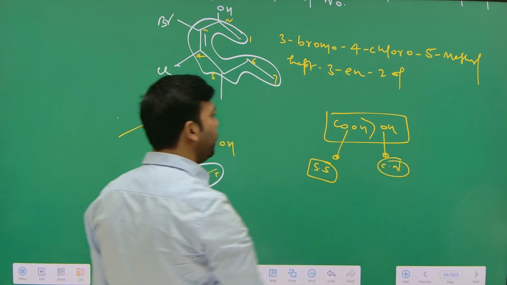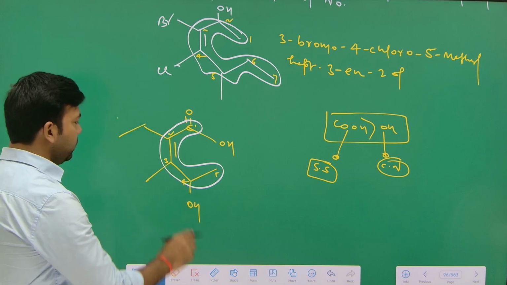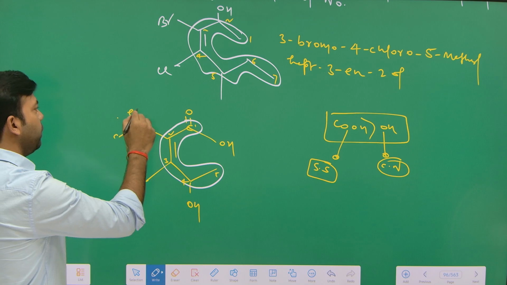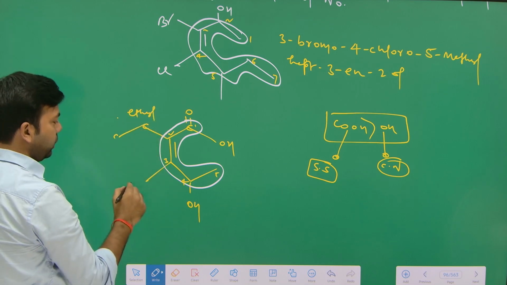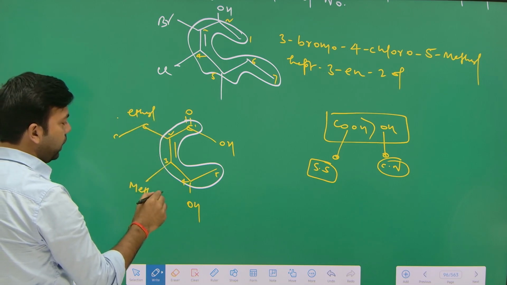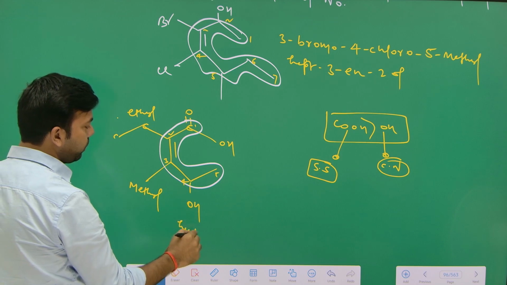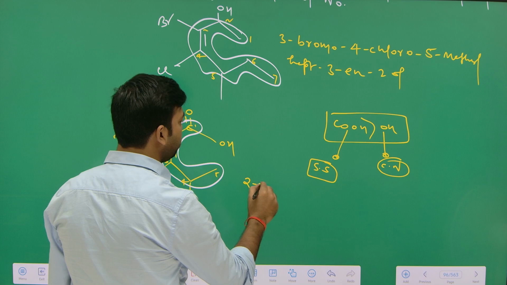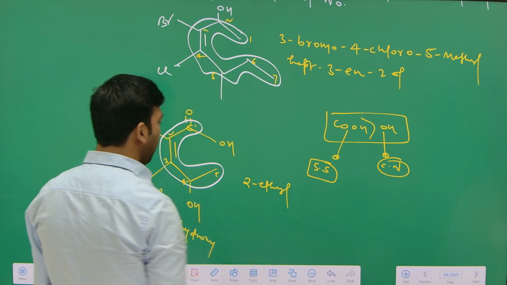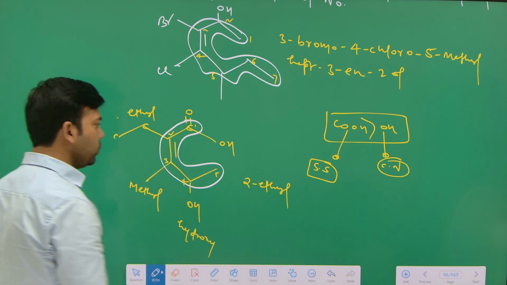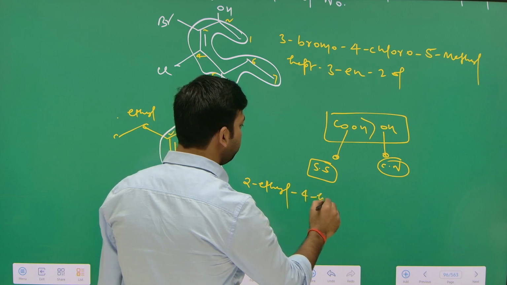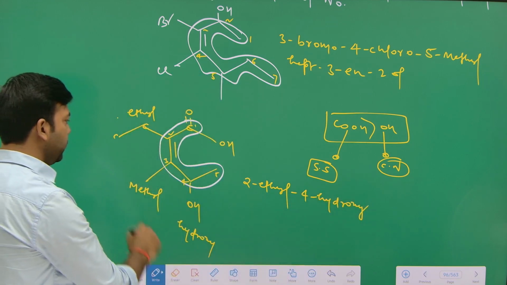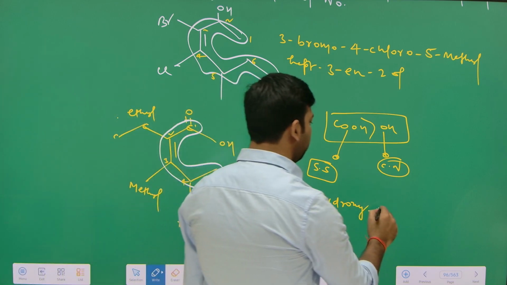So what is the alcohol common name? Hydroxy. So look at the alphabetical order. This is a 2 carbon chain, which starts with the letter E, ethyl. This is methyl, M, and this is hydroxy. So E comes first, so we can say 2-ethyl. After E, I think H, so 4-hydroxy. And then 3-methyl.